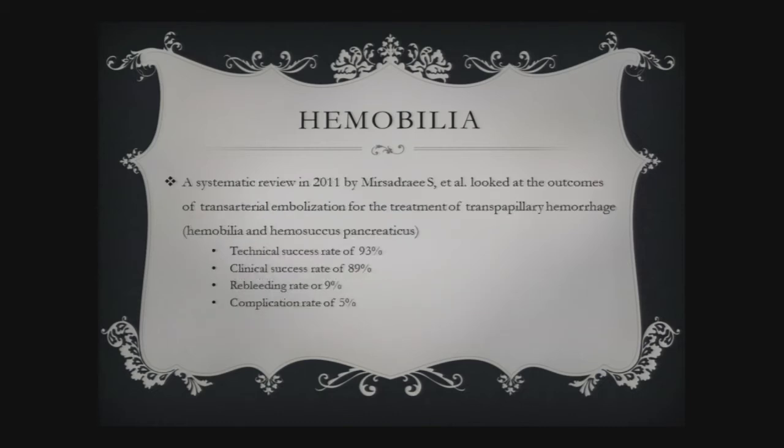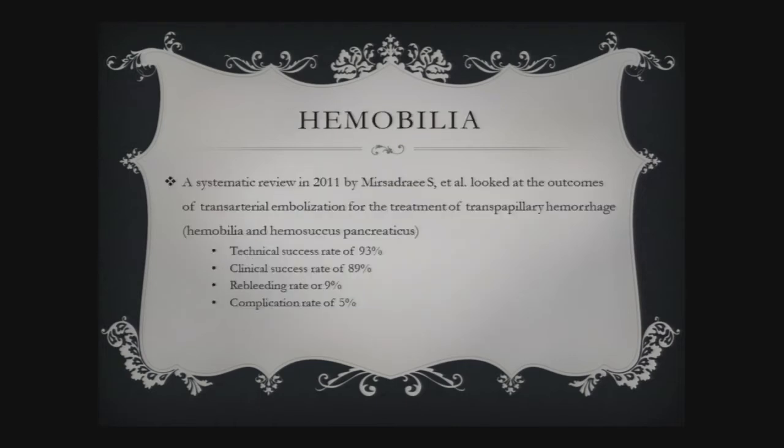So looking at this systematic review, in 2011, they looked at outcomes for embolization, because we use it loosely and even include it in the non-operative management, but it is still a procedure that's done on our patients. It looked at transpapillary hemorrhage, so hemobilia in combination with hemosuccus pancreaticus, bleeding from the pancreatic duct. It showed technical and clinical success rates being very high, in the high 80s and low 90s, and rebleeding rates of 9% and only a complication rate of 5%. So this was actually very successful in treating transpapillary hemorrhage.